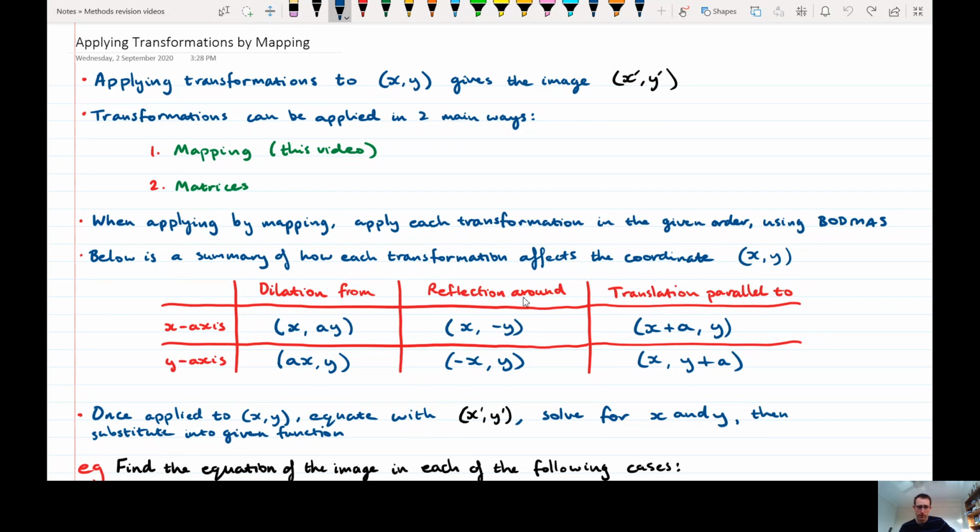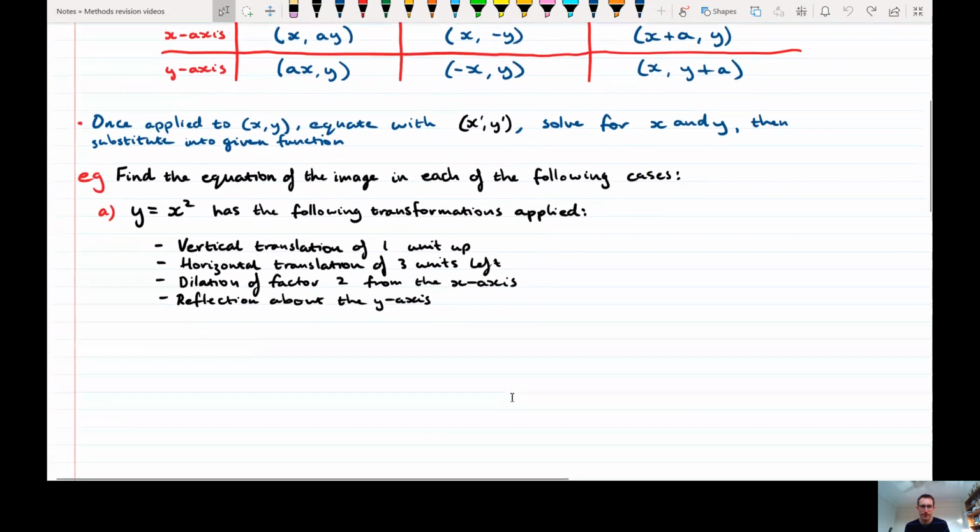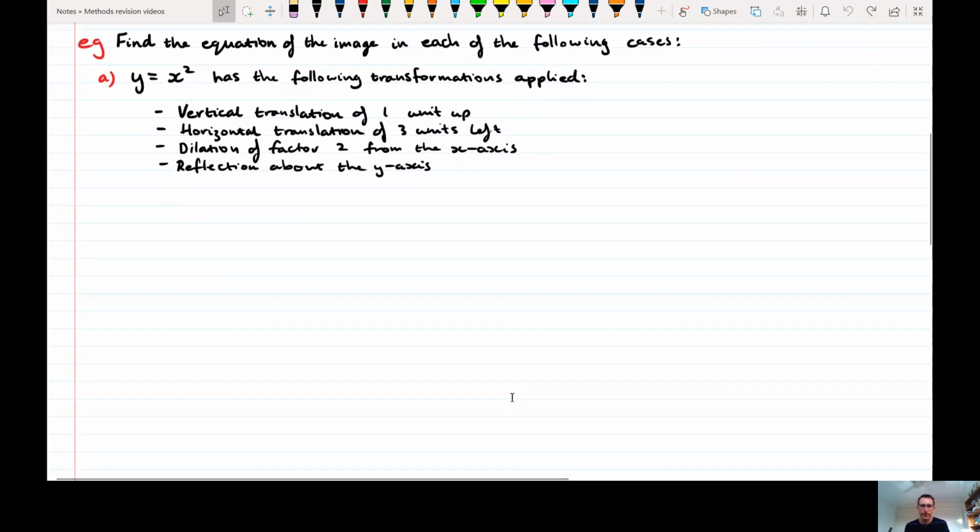Remember your notation, I should have said this before. (x, y) is your original point and the image is (x', y'). So you start with the original, you apply transformations, and you end up with (x', y'). Once you've applied it, you transpose your equation and get x by itself and substitute into the function. Let's have a look at this example.